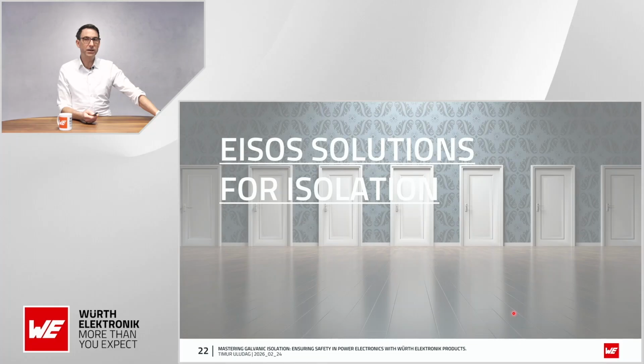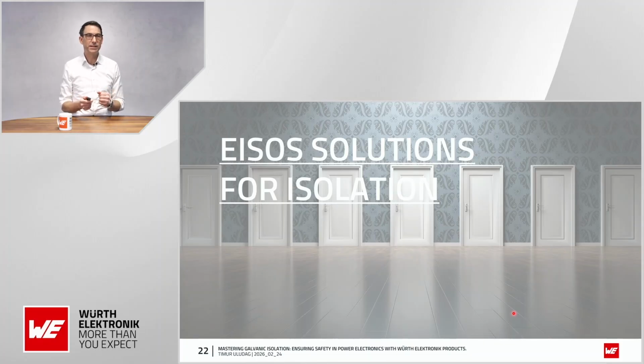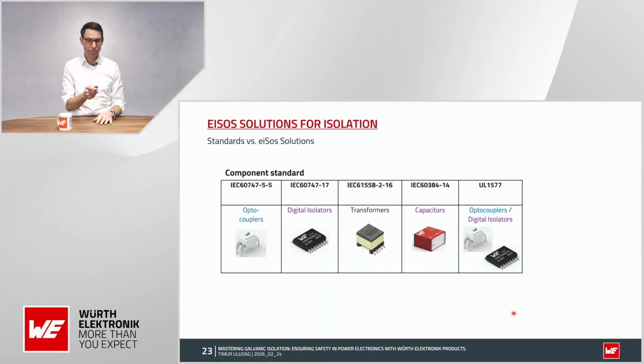For a better understanding, I will now bring together the ISOs products with which galvanic isolation can be realized, with the different categories of standards you already know, to have a broader view and also a more common understanding. The component standards we have learned are for the components. And here we see we have got for the optocouplers, the digital isolators, transformers, capacitors, different component standards.